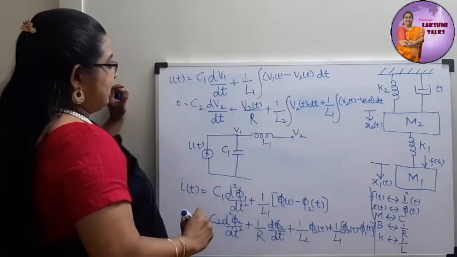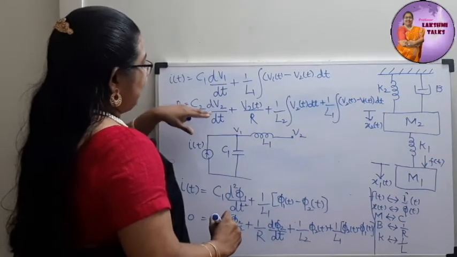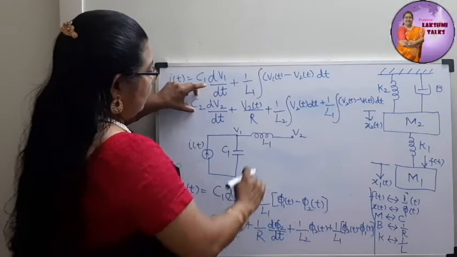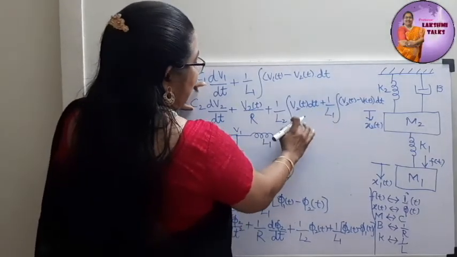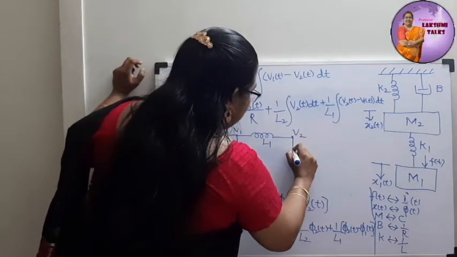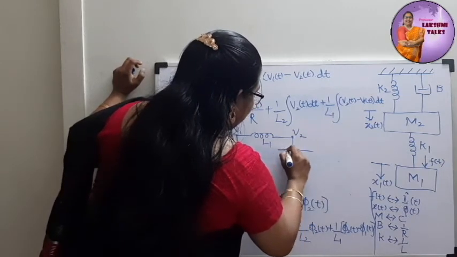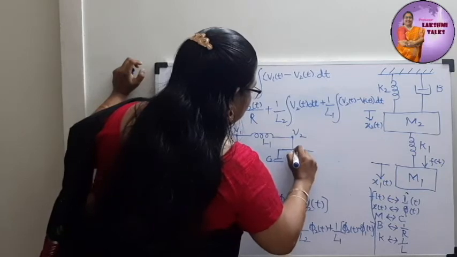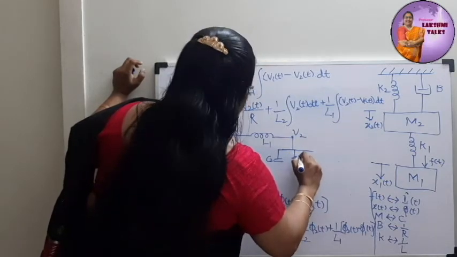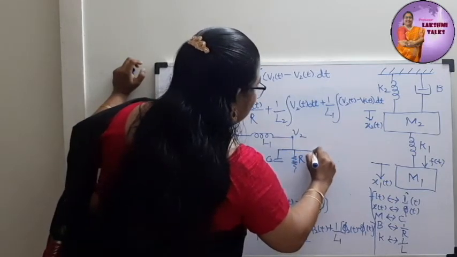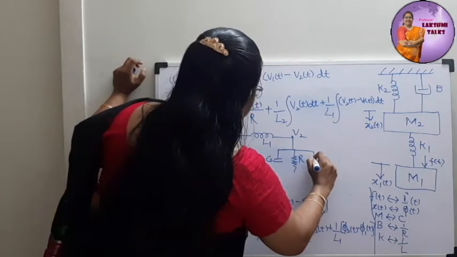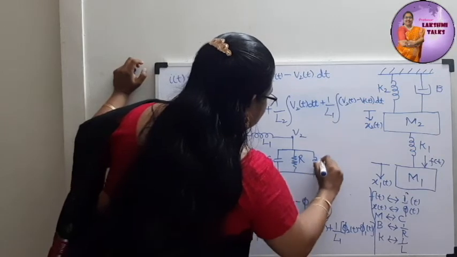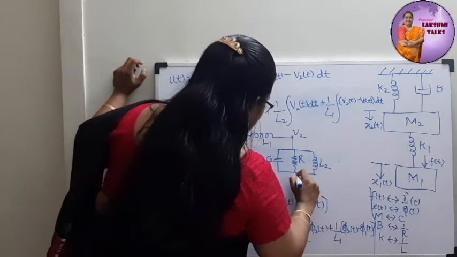What about the second equation? Second equation, this nodal voltage V2 is across C2, R and L2. So all these three are in parallel, right? C2, R and L2.